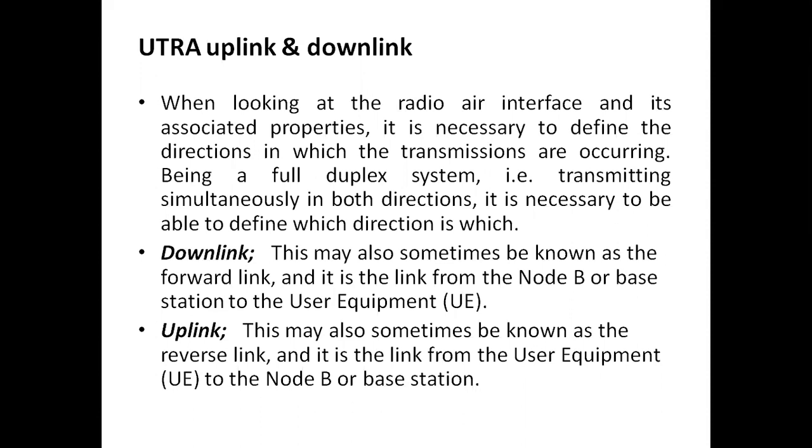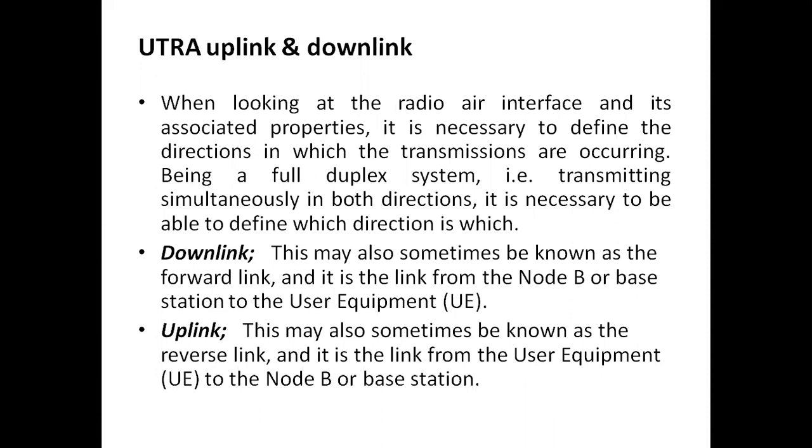Being a full duplex system, it transmits simultaneously in both directions. What is meant by full duplexing? Full duplexing means transmission occurs in both directions. Half duplex means transmission occurs in only one direction. So in a full duplex system, transmission occurs in both directions, and that's why it is mandatory to define in which direction the transmission is occurring.